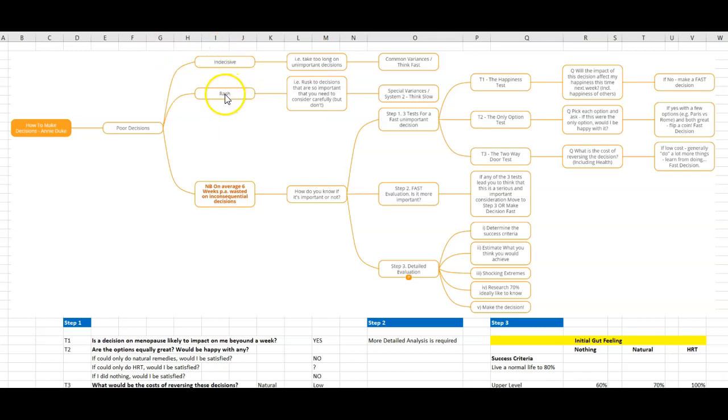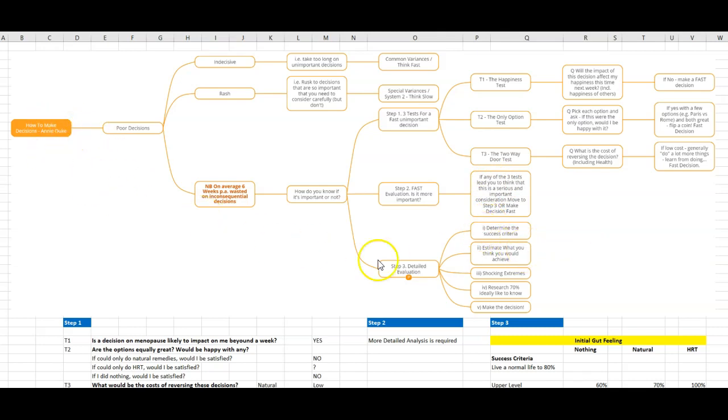Other mistakes that we make are making important decisions too rashly, and we need to think more slowly, which is what this section's all about. So we've already covered the tests in the decision tool. So now we're going to focus on, we've decided that the decision is important, and we're going to do some more robust analysis of that.